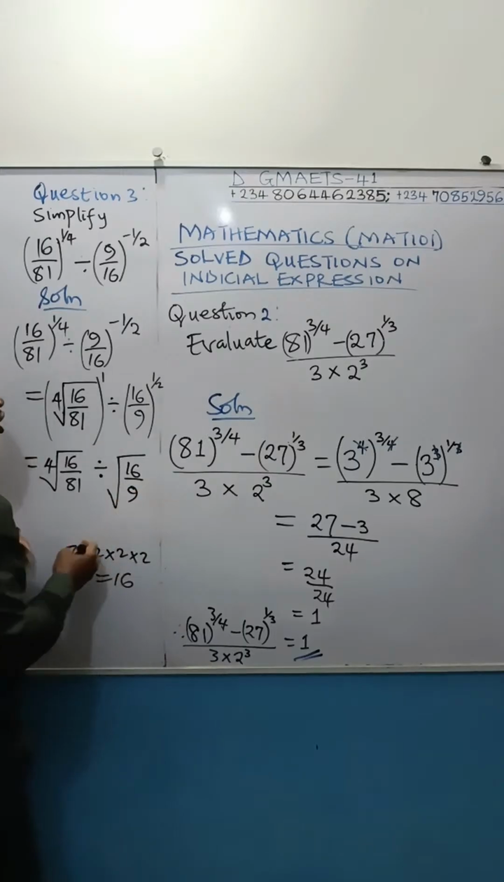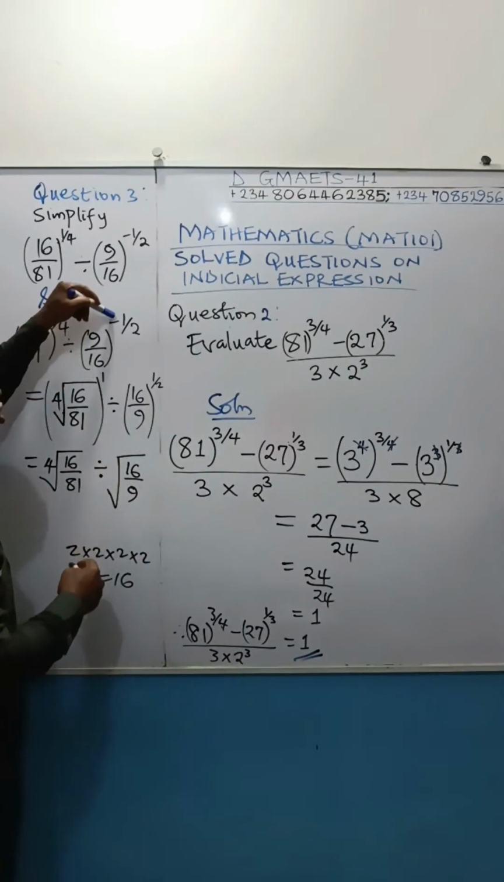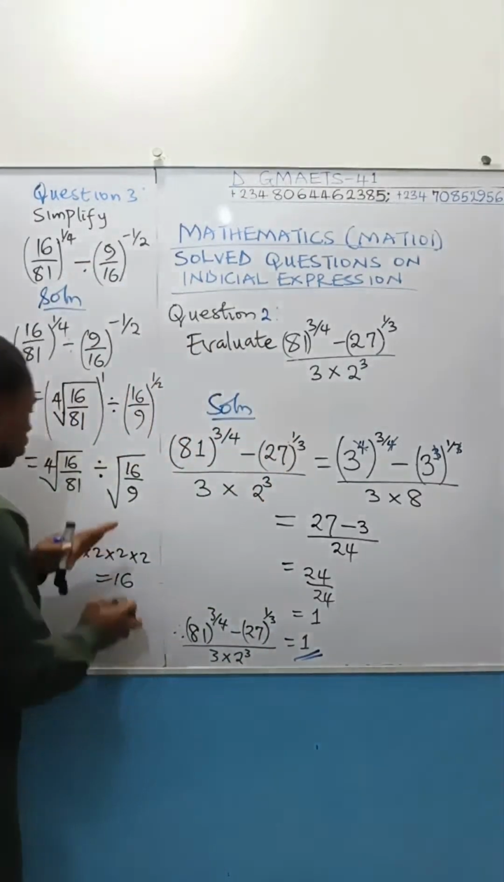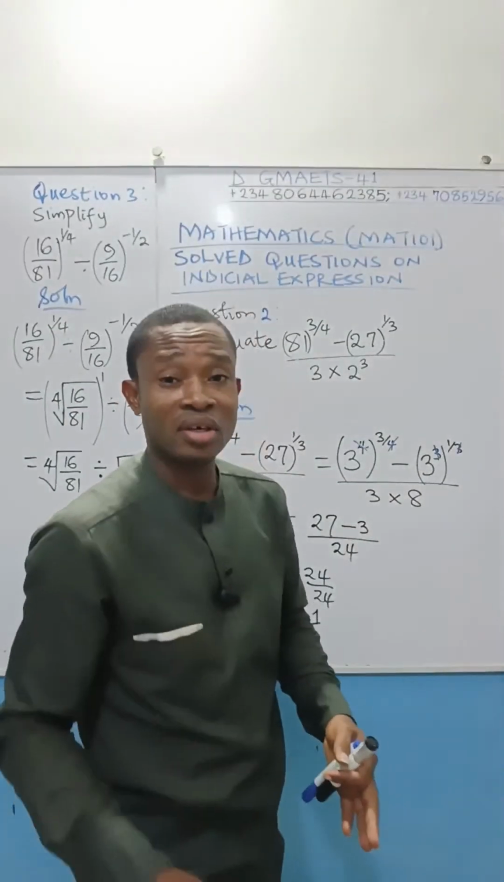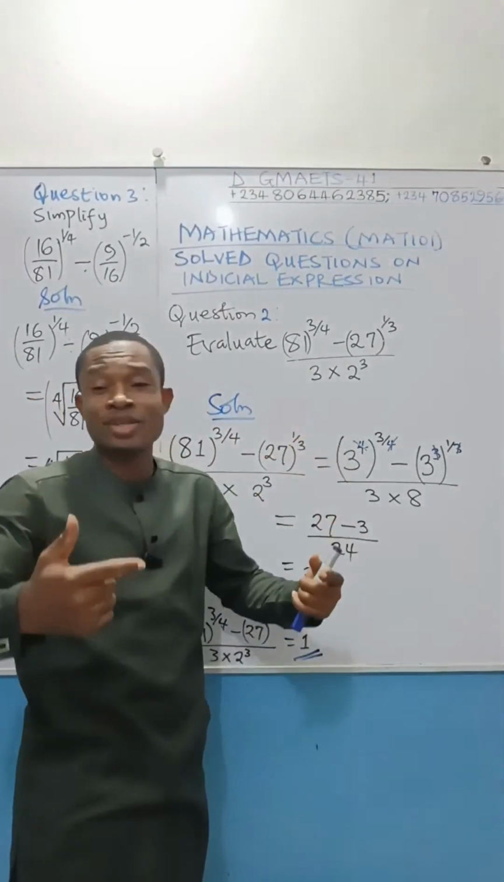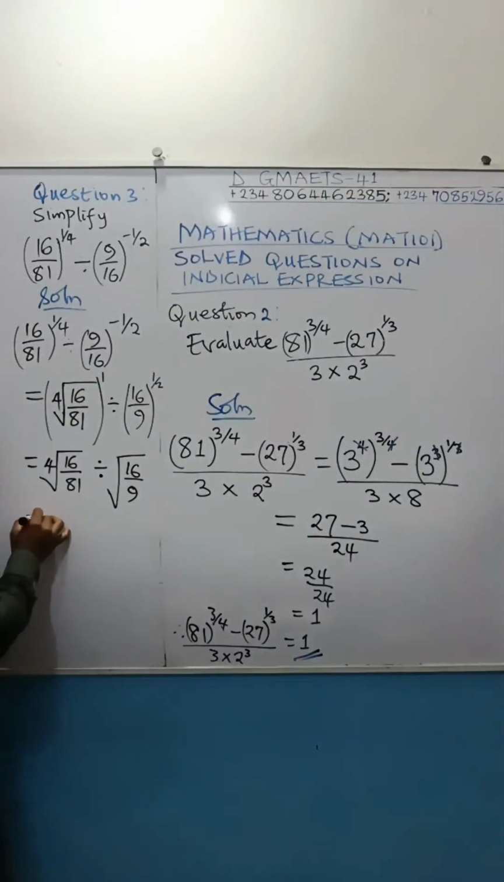Then 16 over 9. Don't forget why 16 went up and 9 came down. Because the power here is what? A negative power. All these little things are very important. They are the key things you want to take note of. Maths is very simple, but like I say, it helps to build your brain. That's why you don't joke with it. It helps you to think fast, to resolve problems.